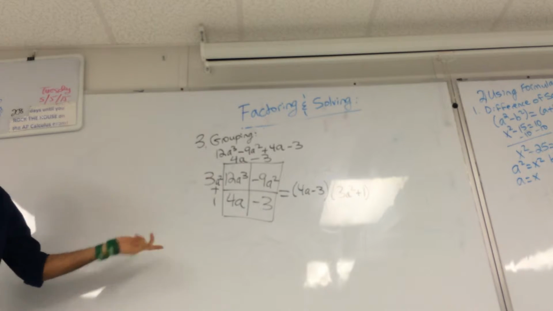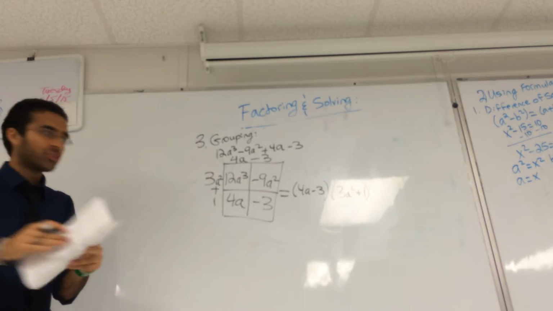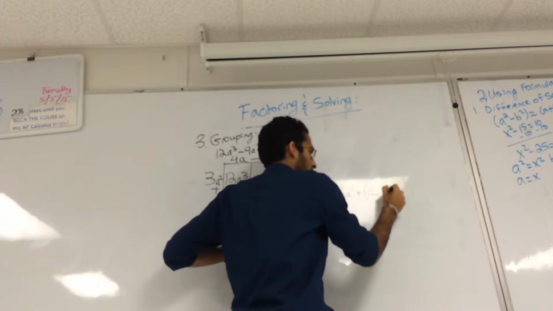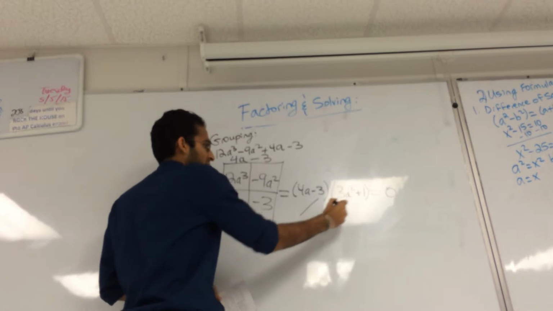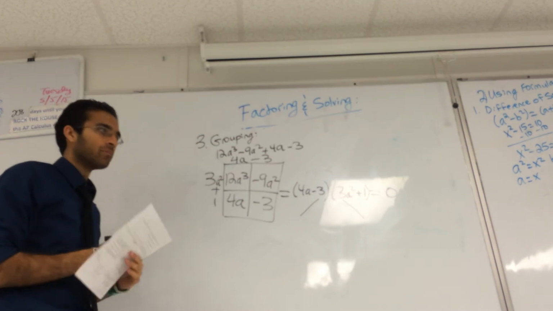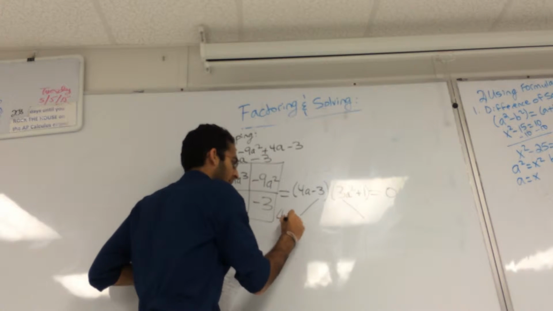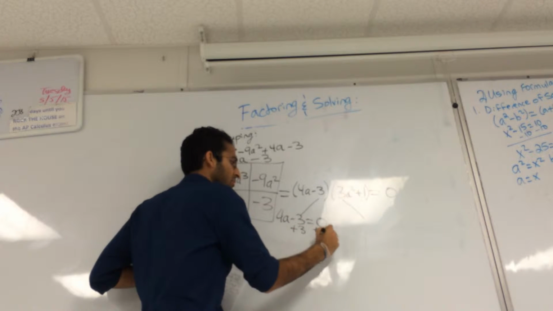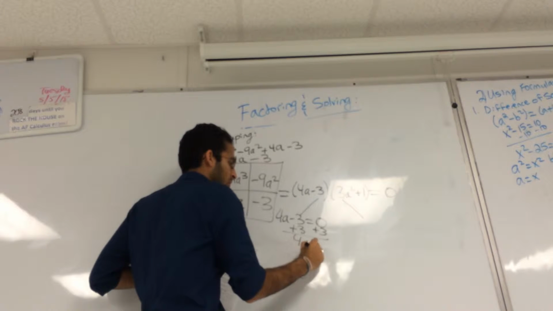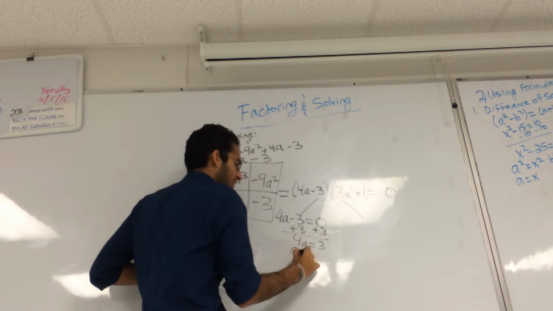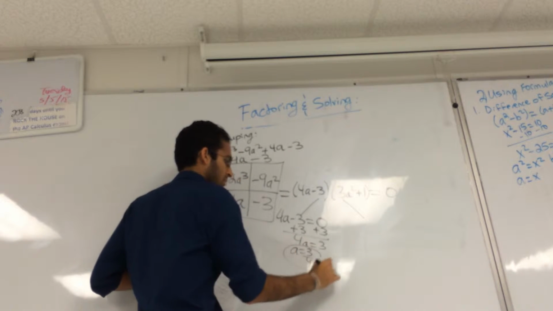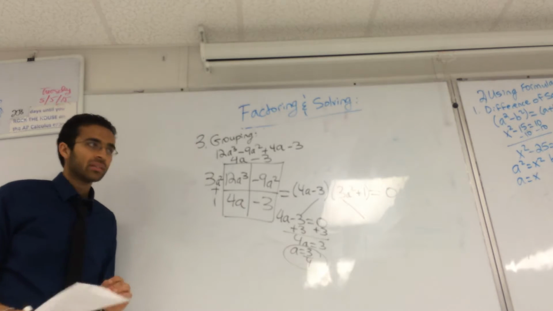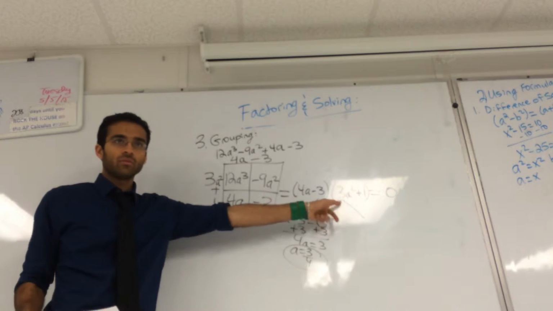But so now, if we said find the roots, we'll say, okay, let's set this equal to 0. And let's split each piece equal to 0. So I'll say 4a minus 3 equals 0. Add 3 to both sides. 4a equals 3. A is 3/4. That's one solution.